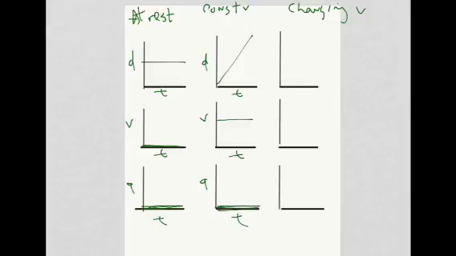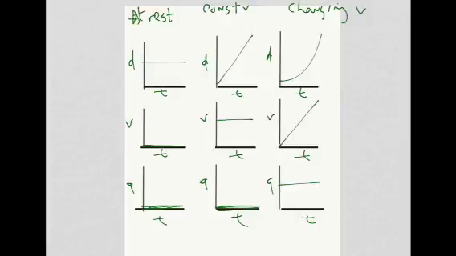And then for changing velocity, D versus T, V versus T, and A versus T. For a D versus T graph, that's where we get a curve, because the slope is changing. V versus T is diagonal, and A versus T is going to be some value. Now we can have negative velocity versus positive velocity, going towards or away from the starting position, but these are just the basic graphs.